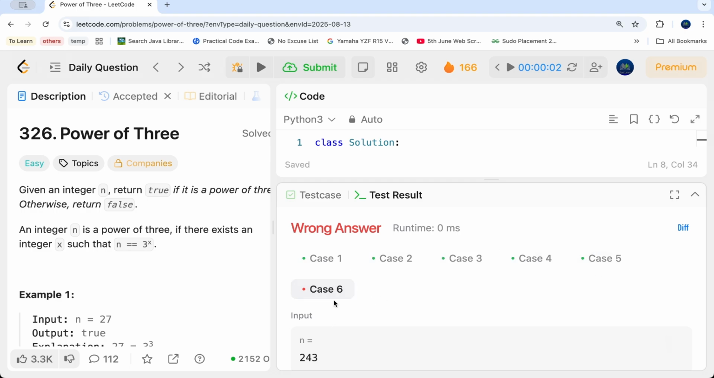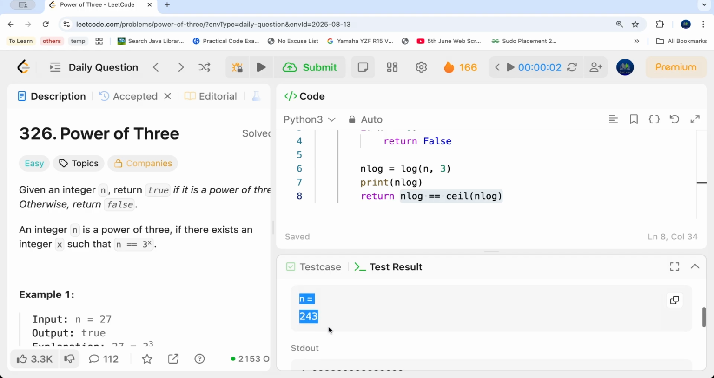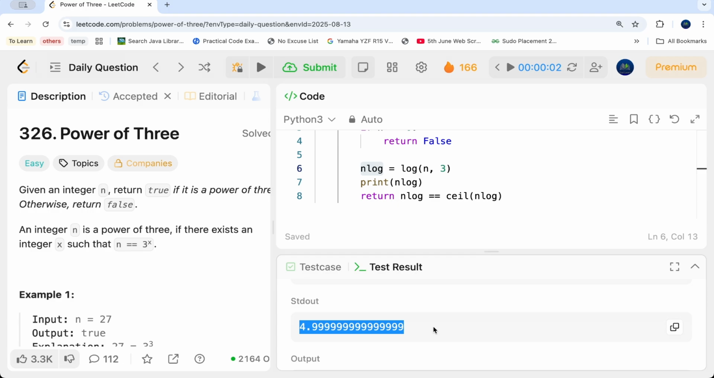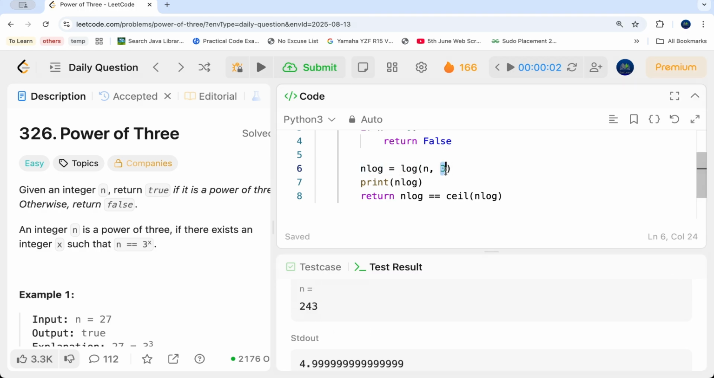I will show you the failed one. See, when n is equal to 243, then what we are expecting as the output, basically we are printing the value of n log as well, is 5. But in programming, sometimes we have these floating point issues where instead of returning 5.0, they might have a small error like 0.0000001. That could be our error. Like 10 to the power minus 8 can be the error, which is a very small error, but for our code it is a big error, because we are trying to find out the log of 243 with the base of 3. It should exactly be 5.0.